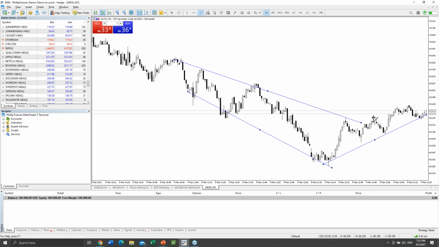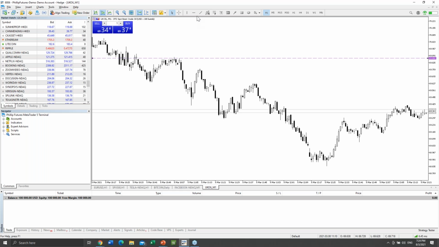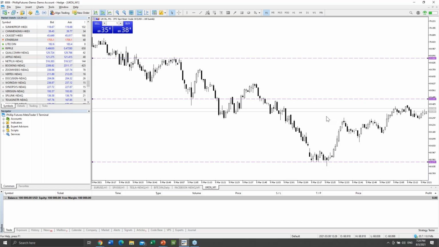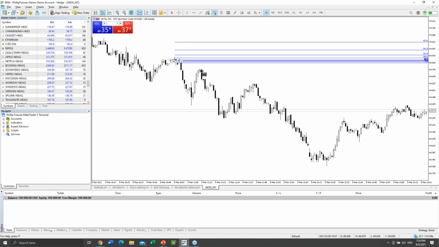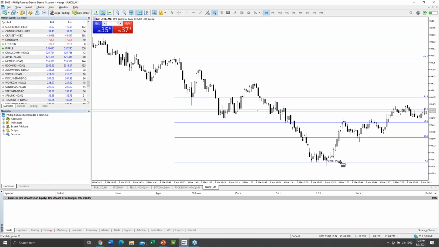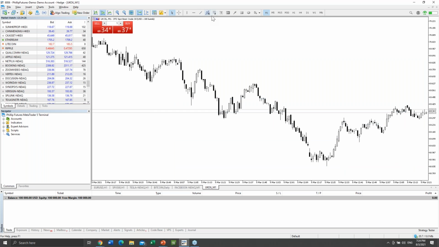So the trend line is so easy, you can just delete it. Horizontal lines mark up your support and resistance levels, for example. Your Fibonacci retracement levels, you pull from top to bottom, or bottom to top. Right, it's so simple.